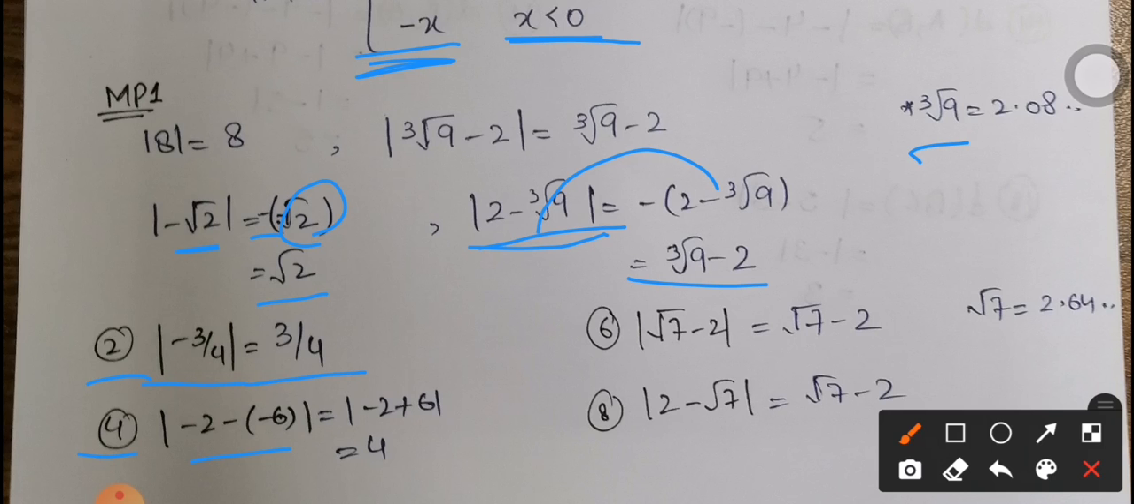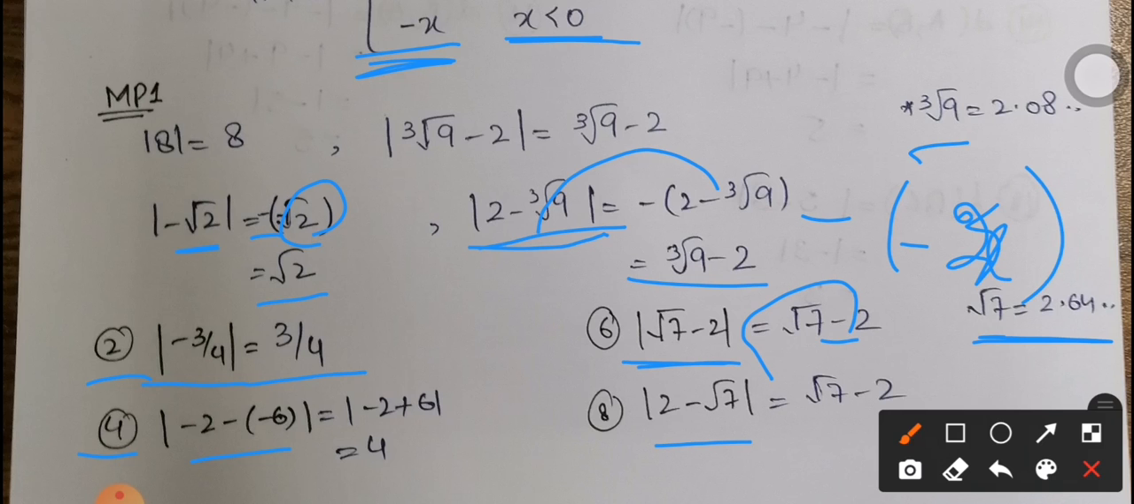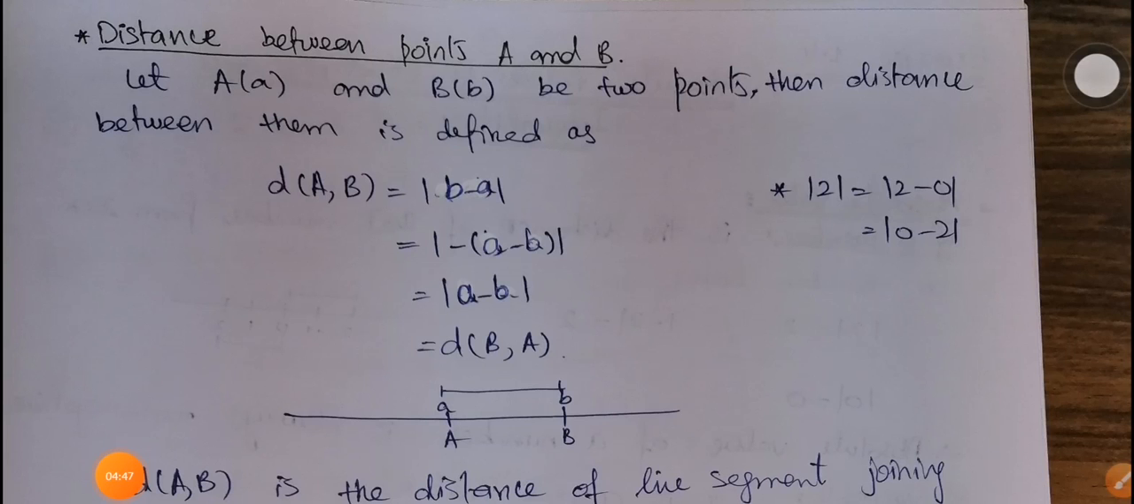Then we have question number 6, square root of 7 minus 2, whole absolute value. Now the square root of 7 is 2.64, which is greater than 2, so it is a positive number, and it will remain the same. But for the case 2 minus square root of 7, it is going to be a negative number, and for a negative number we have to put minus times of x. So minus times of 2 minus square root of 7 is going to be square root of 7 minus 2.